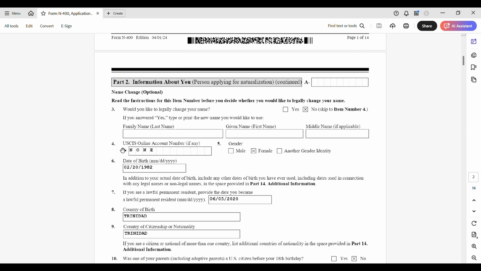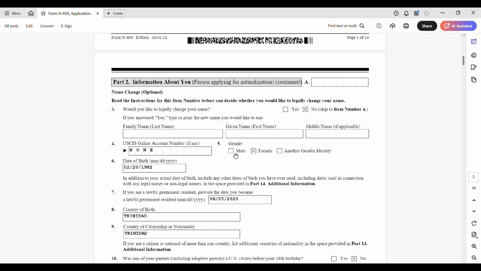Continuing to 4, USCIS online account number, if any. Usually, if you had filed an application online before or received a number beginning with IOE, that would usually be your USCIS online account number, or you may not have filed online, but may have created an account, so you would have an online account number. And for that, you would place that here. In this instance, the applicant has none, so we indicate as such in the space.